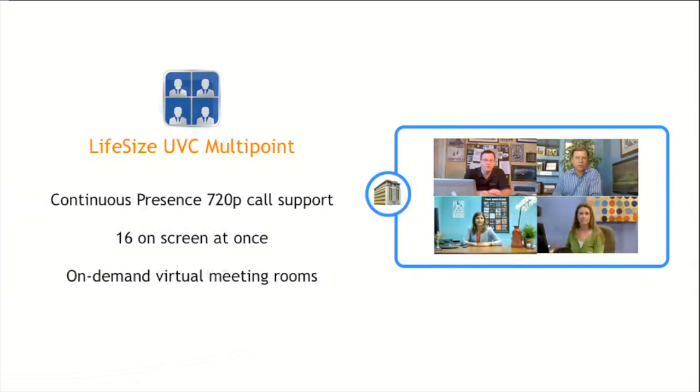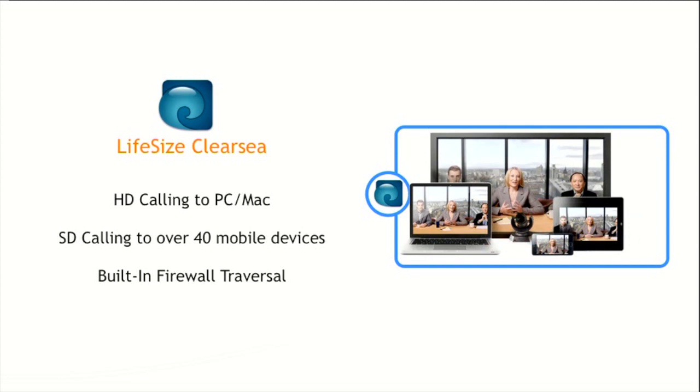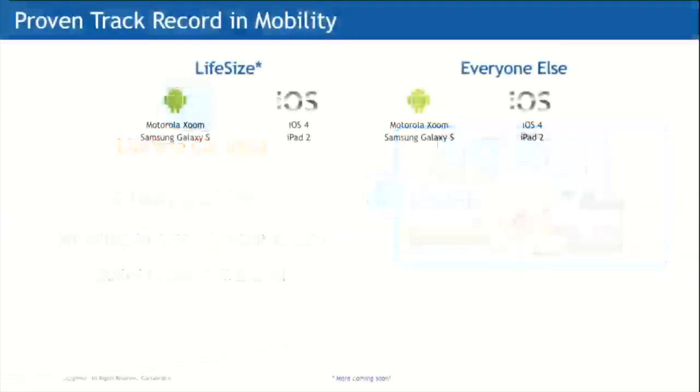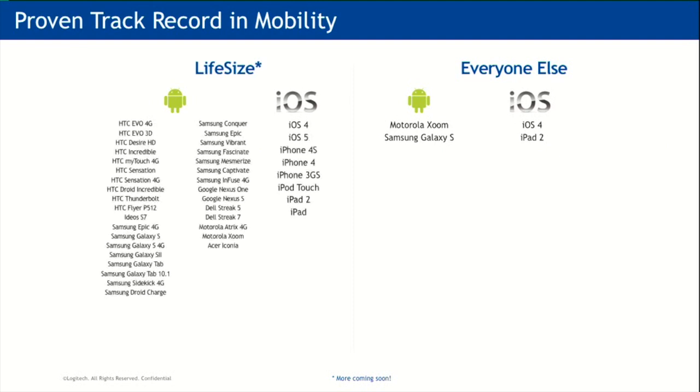Very powerful there. Rounding out the UC options from LifeSize is the mobile calling solution ClearC. This allows you to bring HD video calling to your PC or Mac, and also bring in up to over 40 different devices. Very cool. It's also got built-in firewall traversal. Some of those devices are exhibited here. We're light years above the competition.